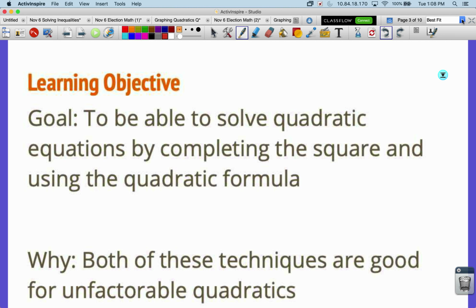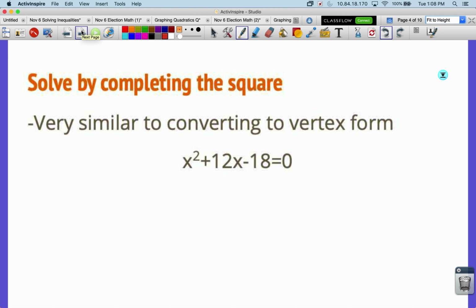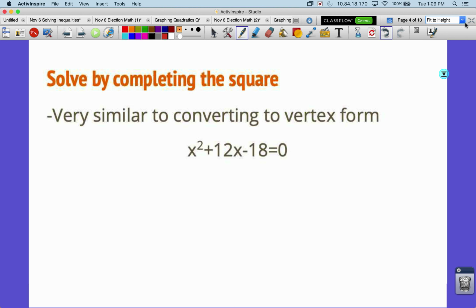Okay, our goal for today is to be able to solve quadratic equations by completing the square and using the quadratic formula. Both of these techniques are good for unfactorable quadratics. So instead of doing factoring by grouping, if you're solving, you could use one of these techniques. All right, so we'll start with completing the square. This is very similar to converting to vertex form. So if you still remember how to do that, then this is going to be a walk in the park.